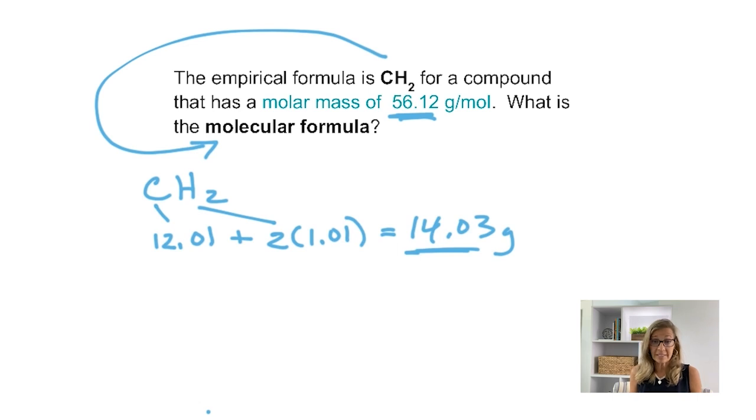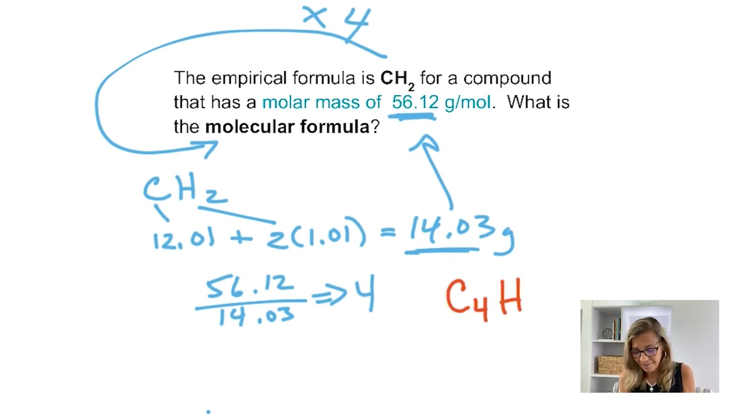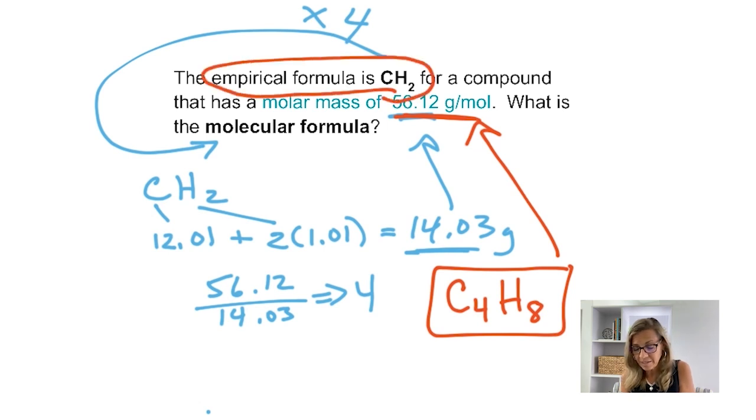Okay, so well, I'm looking for a molar mass of 56, and CH2 is 14.03. So it's definitely not CH2. So what multiple of 14 is 56? Well, 56 divided by 14.03 is exactly 4. So what I want to do is multiply that empirical formula by 4. So here's my answer. C4H8. That is a molecular formula that has that molar mass, and it also has an empirical formula of CH2.